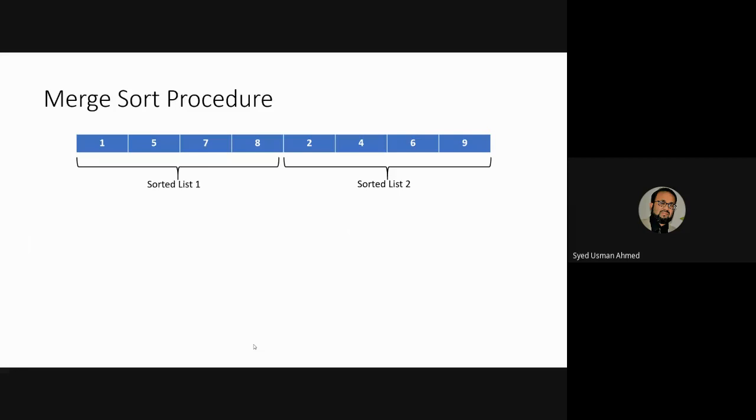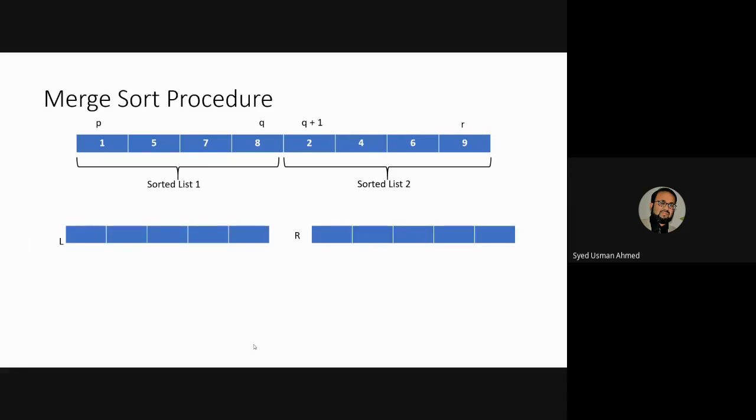So what we do is we create two sublists. We break this list at the limits: P and Q are the limits of the first list, and Q plus 1 to R is the limit of the second list. So we have marked the indices of the complete list, and we create two sublists, one called L and one called R. L will store the list 1 elements and R will store the list 2 elements.